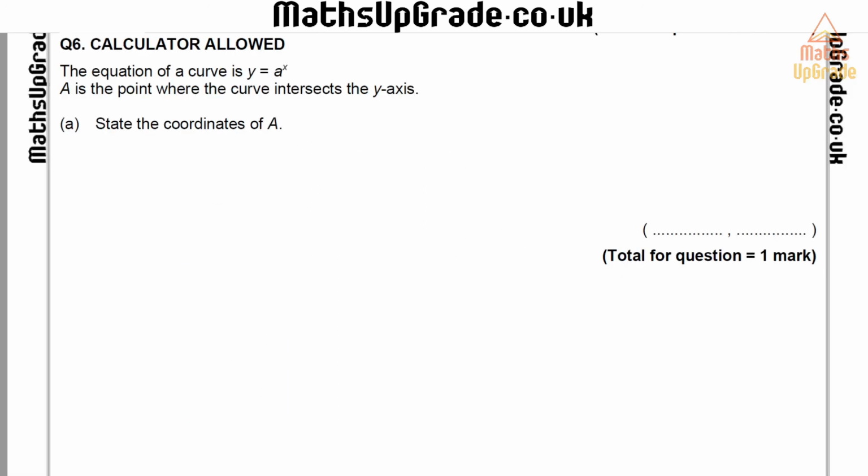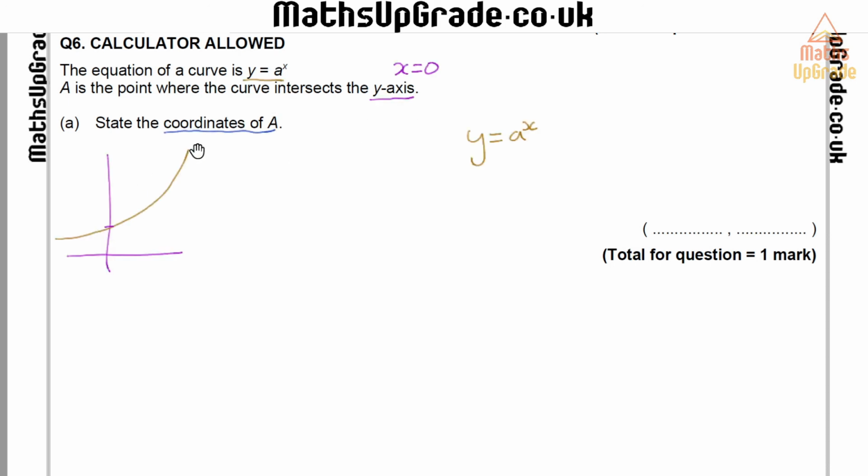Question 6 is just 1 mark. The equation of the curve is y equals a to the x. A is the point where the curve intersects the y-axis. State the coordinates of A. So let's just sketch a curve. Okay, let's remind ourselves the y-axis is this axis here, and that's where x equals 0. So this y-axis is also called the x equals 0 line, since the horizontal distance is 0 for this axis. So x equals 0 there.